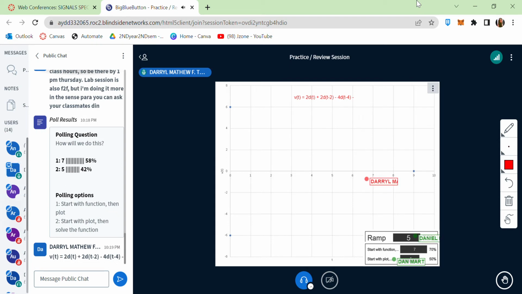Yung minus na yan, that's not supposed to be there. Pero, the other weird thing that you could do, actually, no, I'll do that na lang on the next example. Maglalagay tayo ng offset. So yun, unang example natin, 2δ(t) + 2δ(t - 2) - 4δ(t - 4).